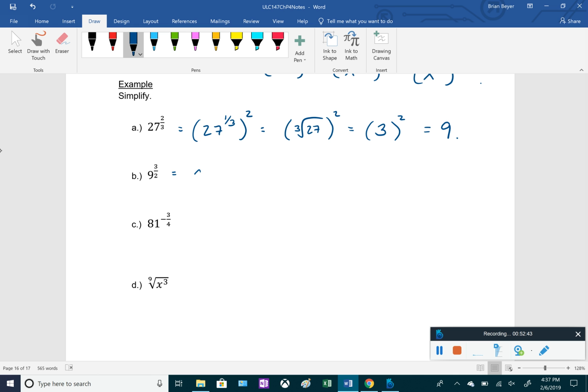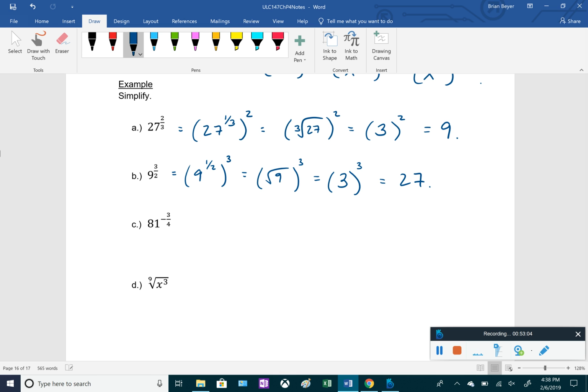Okay, so let's do 9 to the 3/2. Once again, let's try to chop it up, make it smaller, do the root. 9 to the 1/2 and then cubed. 9 to the 1/2 is just the square root of 9. The square root of 9 is 3. And 3 cubed is 3 times 3 times 3, which is 27.